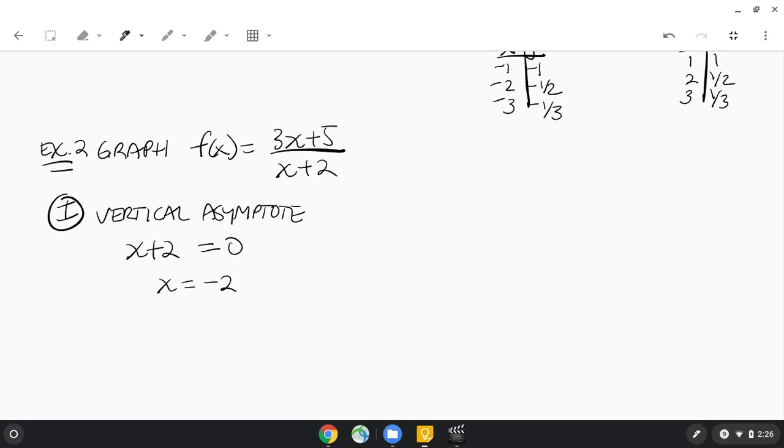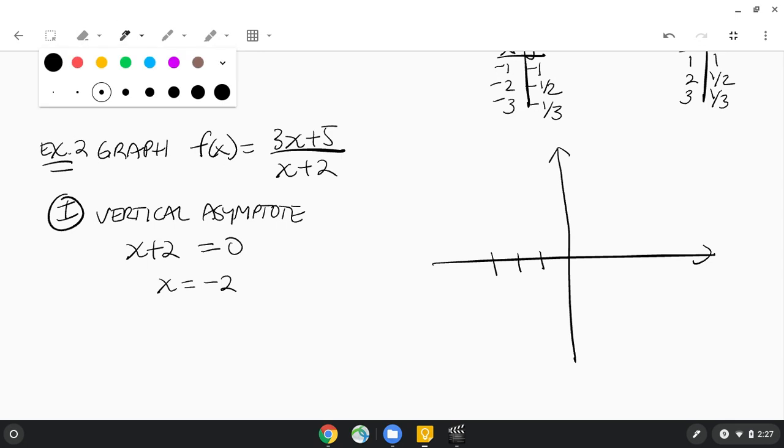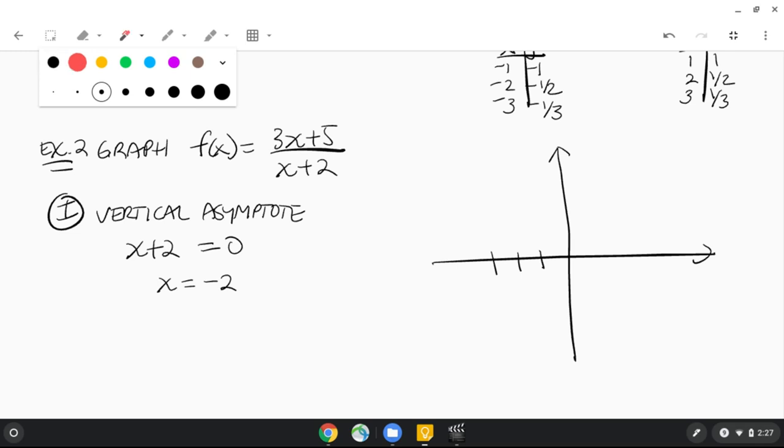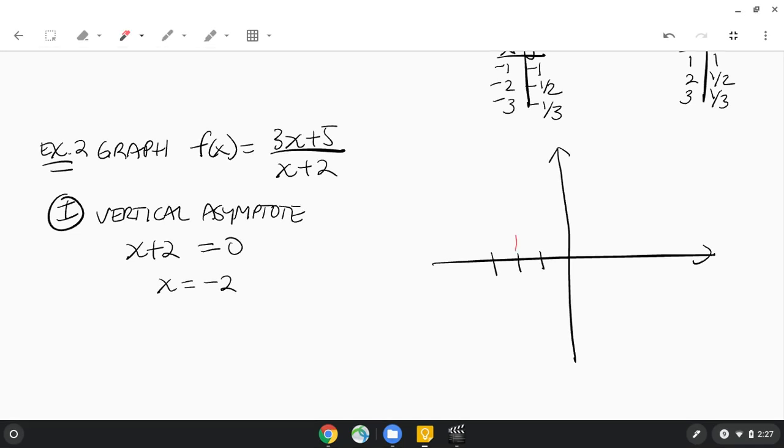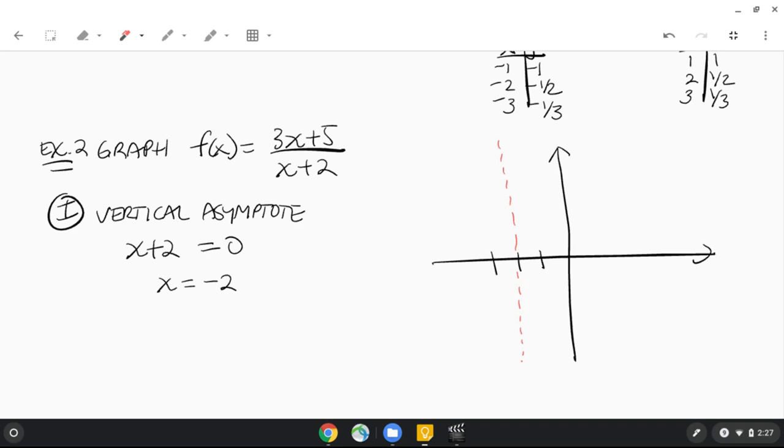All right, so let's start off with our vertical. We have a vertical asymptote at x equals -2. So this x value is excluded from our domain, so it's excluded from our graph. Okay, so let's do the horizontal.